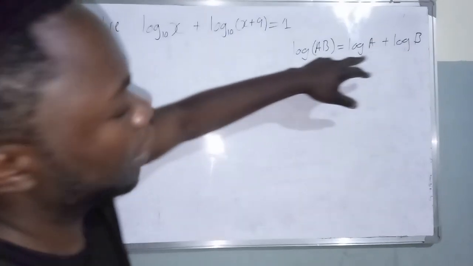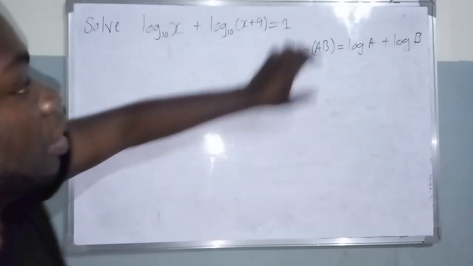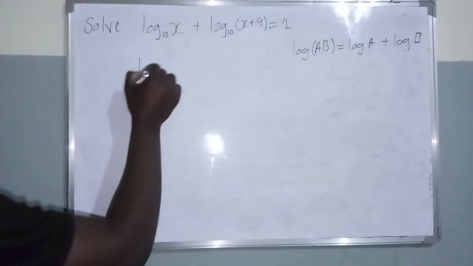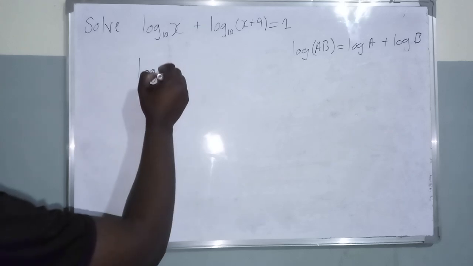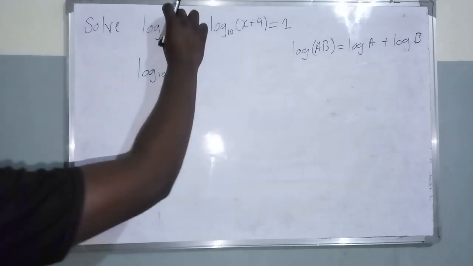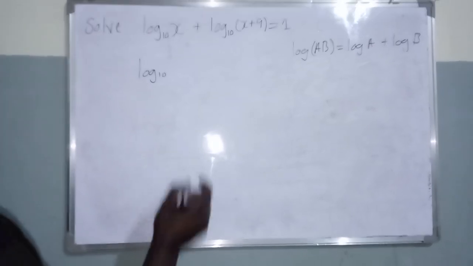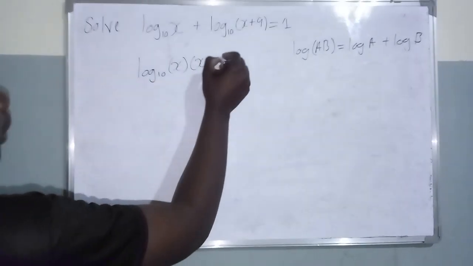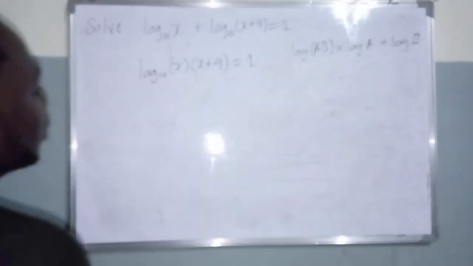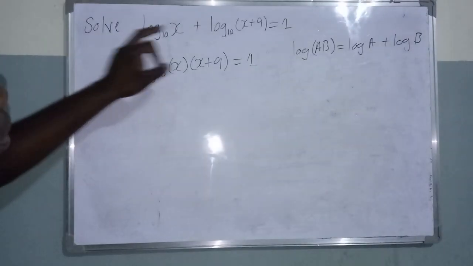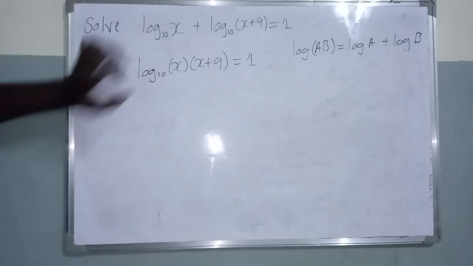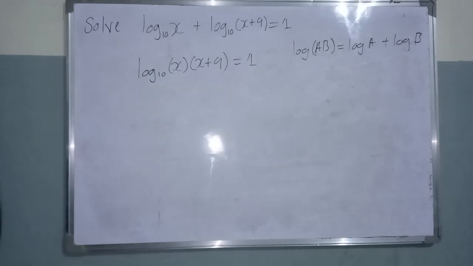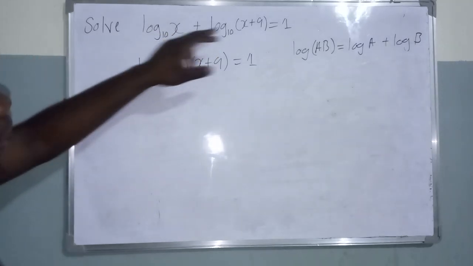So when we have something like this, we have to change it to this form to simplify it, meaning that we're going to say log base 10, then we multiply x multiplied by x plus 9, which means that we're going to have x multiplied by x plus 9, then equal to 1. So here we have two logarithms, but we just get one log. Okay, base 10, even here we have base 10. That's why we're able to do this, because the bases are the same.